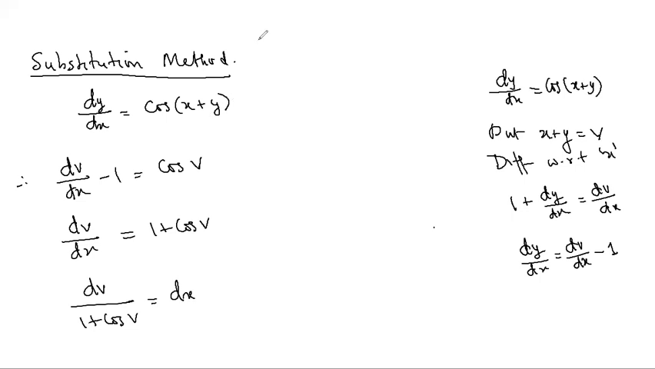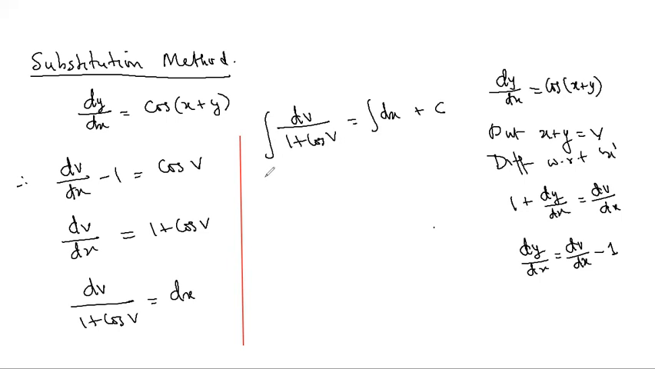So now integrate. Now integrate this. When you integrate this, you will be getting integral dv upon 1 plus cos v is integral dx plus c. To integrate 1 plus cos v, what we must do? Anybody? Write it in terms of v by 2. Very good. 2 cos square v by 2 is the fastest method. Any other method to integrate this? Tan v by 2. Very good. Excellent.